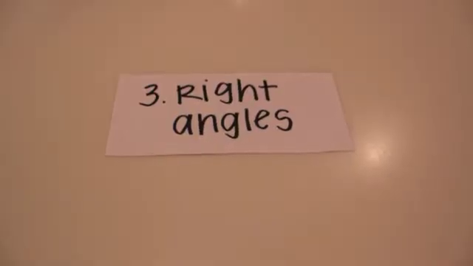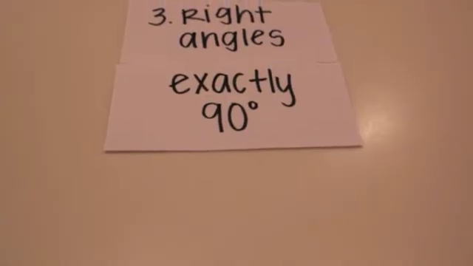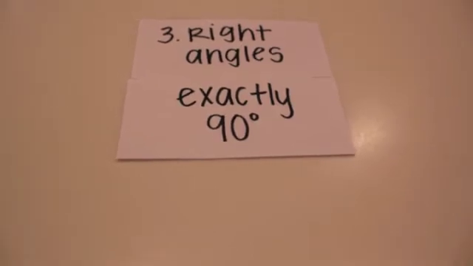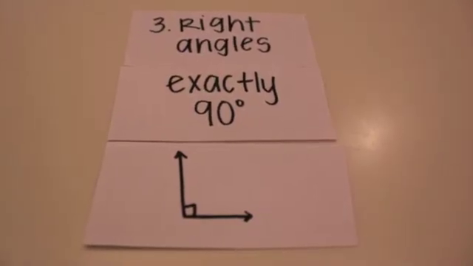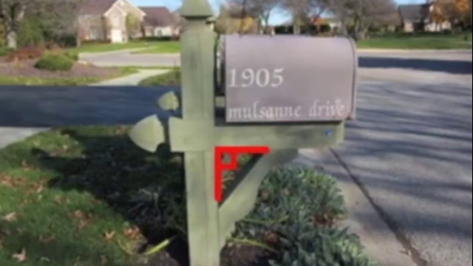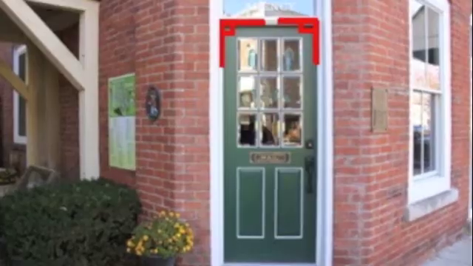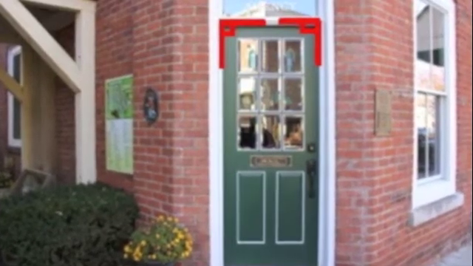Now, onto the most popular angles, right angles. These are exactly 90 degrees. They look like this. You can see them on mailboxes, every corners of doors and houses.